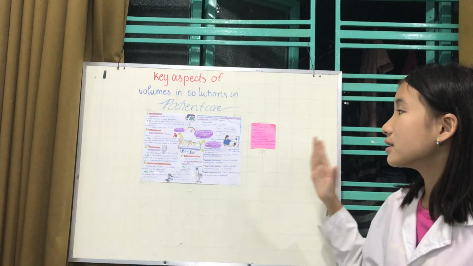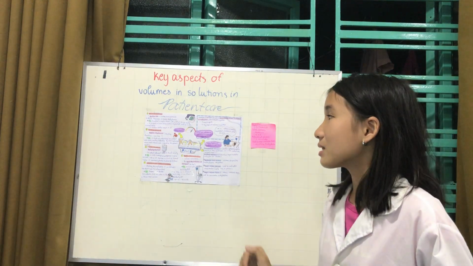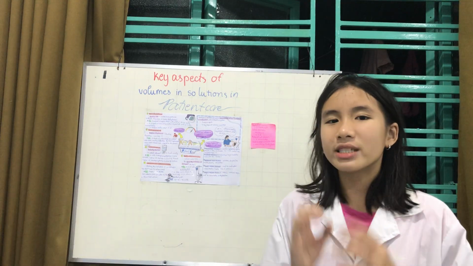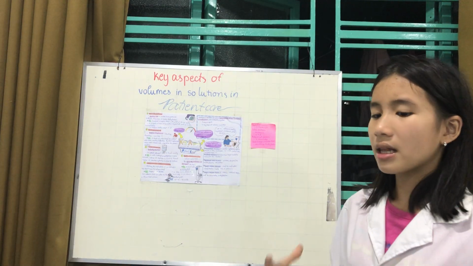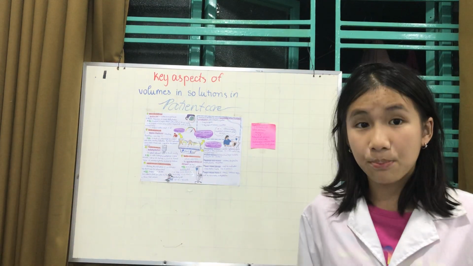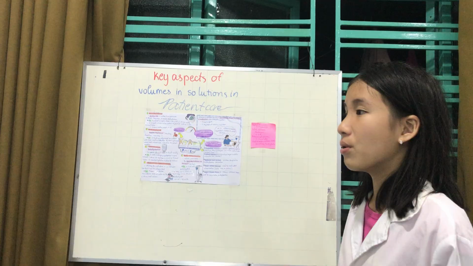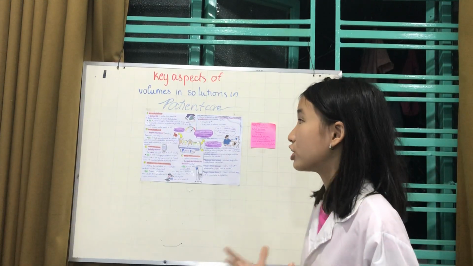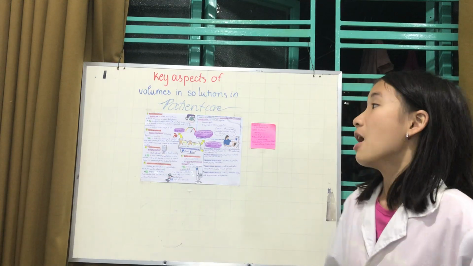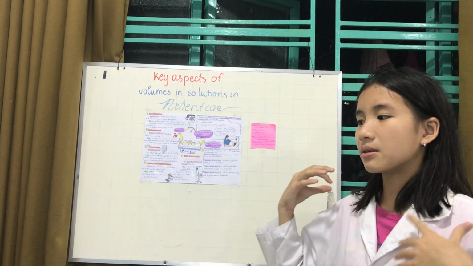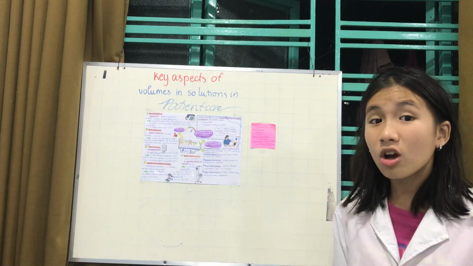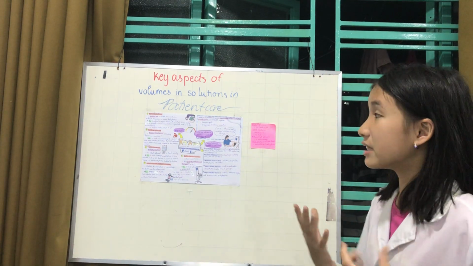So moving on to the next part, the key aspects of volumes in solutions. The first one is resuscitation. So basically resuscitation's main goal is to restore blood pressure, and also it will help to restore tissue perfusion by restoring blood pressure. Now, it is used for patients who are experiencing shock or trauma or severe dehydration.